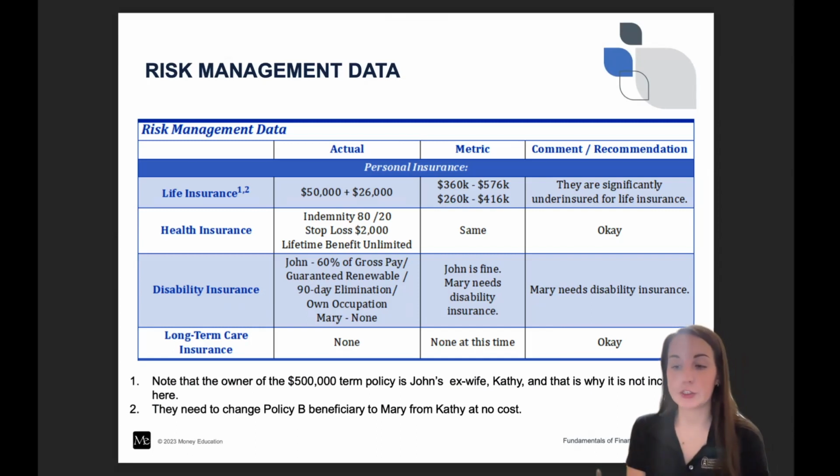Next, we need to discuss your risk management. We need to remove your exposure to untimely death for both of you. Your current coverage is too low, $50,000 for Mr. Burke John and $26,000 for Mrs. Burke Mary. We need to increase these to at least the metric that you can see on the screen here.